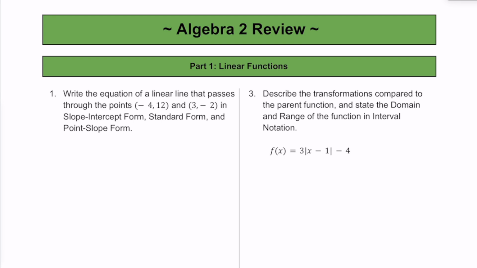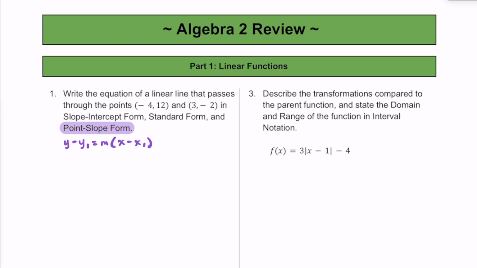In number 1, we're going to go ahead and write an equation of a linear line that passes through the points (-4, 12) and (3, -2) in slope-intercept form, standard form, and point-slope form. I'm going to start with point-slope form first, so the equation is y minus y1 is equal to m, or the slope, multiplied by x minus x1.